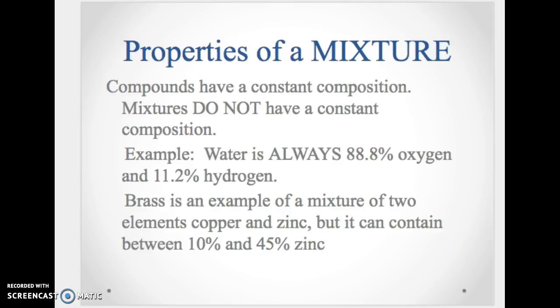Another property of a mixture is that mixtures don't always have a constant composition. Okay, in compounds, they always have a constant composition, meaning that they're always going to have the same amount of, for example, in water, water is always going to have 88.8% of oxygen. Always, always, always. If that changes, it's no longer water. It's probably something else. In a mixture, that's not necessarily the same, okay?